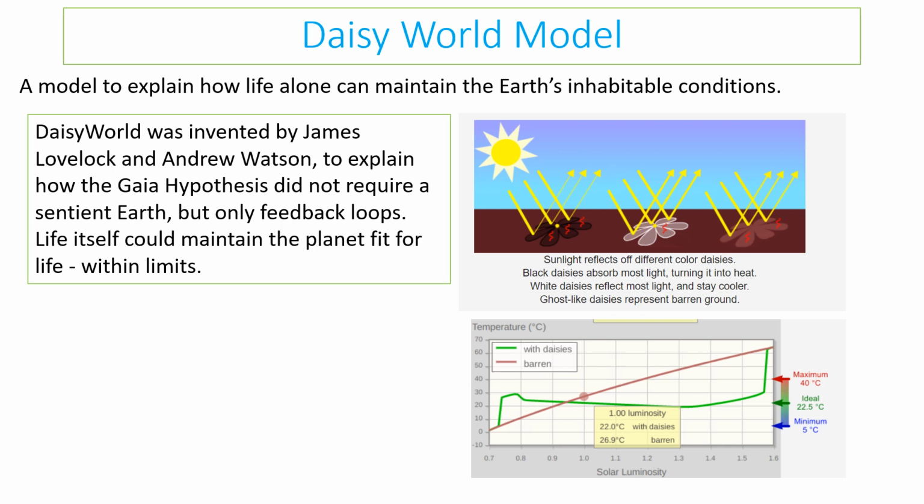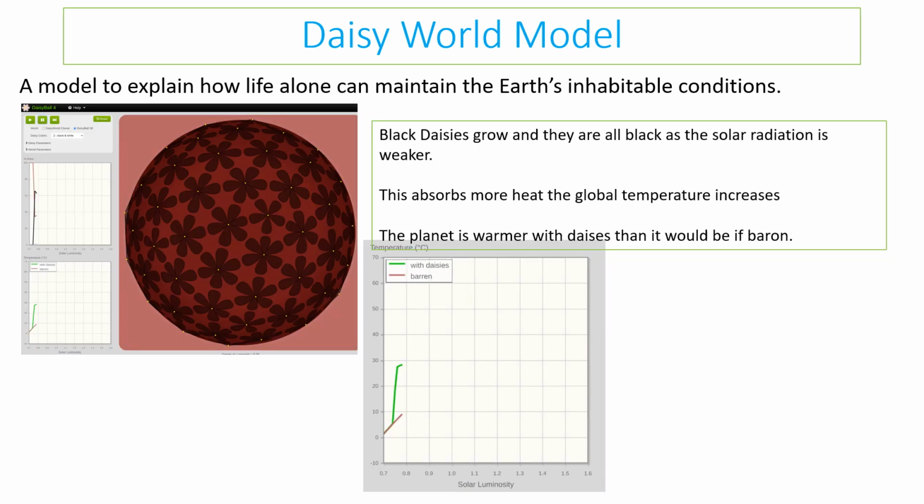So in this very simple simulation, Lovelock suggested that there were two types of plants on the Earth: black plants and white plants, or black and white daisies. Black plants absorb loads of heat energy, white daisies reflect loads of heat energy, and as a result they can maintain the temperature of the planet.